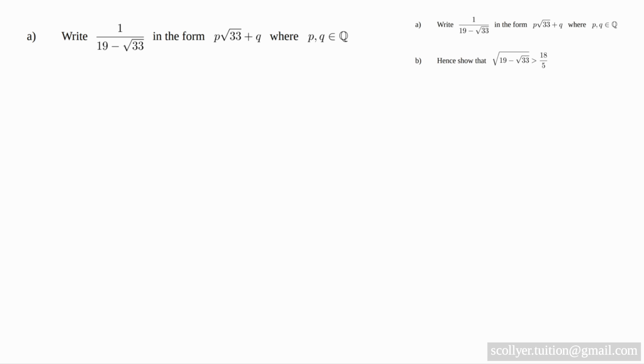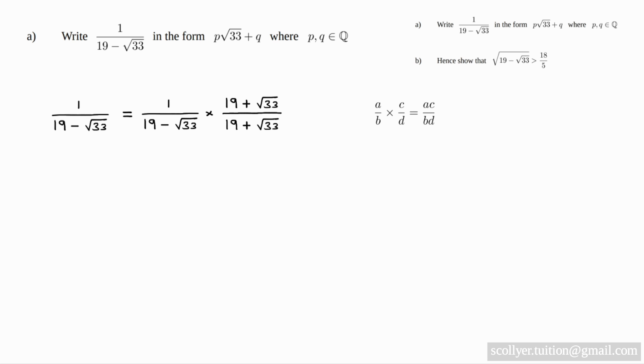Part A. Write 1 over 19 minus root 33 in the form p root 33 plus q, where p and q are fractions. This is a straightforward problem in rationalizing the denominator of a surd expression. So we multiply our original fraction by 19 plus root 33 over 19 plus root 33, which is 1. And so this operation does not change the value of the original fraction, it merely changes its form.